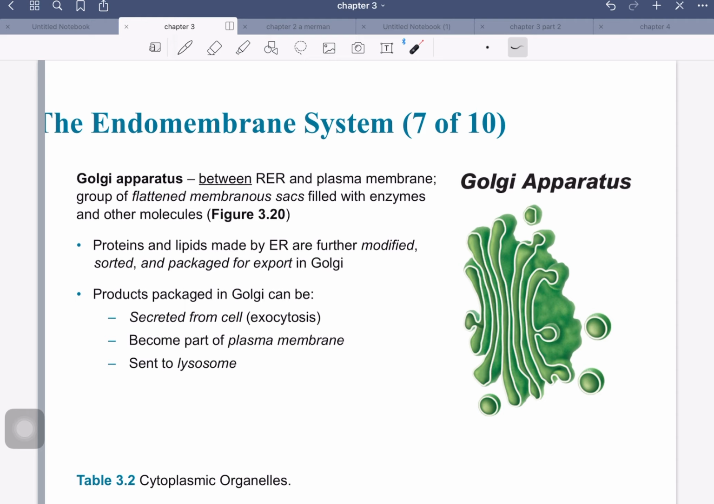Now, where are these products going to go? So the products packaged by the Golgi can be secreted from the cell through exocytosis. They may end up as part of the plasma membrane, or they could get sent to the lysosome.